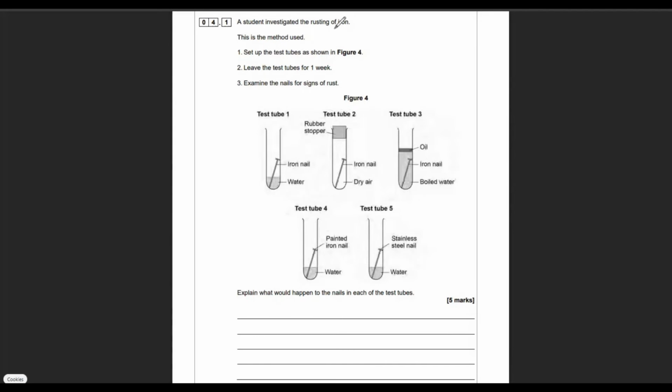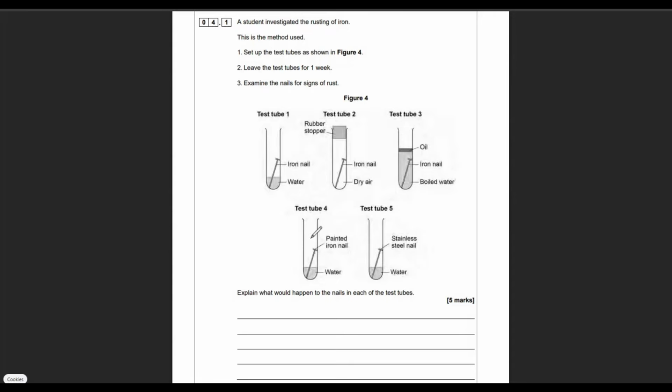Okay, a student investigated the rusting of iron. This is the method used. Set up the test tubes as shown in figure 4. Leave the test tubes for 1 week. Examine the nails for signs of rust. So we've got test tube 1. They've stuck an iron nail in a test tube of water. Test tube 2, we've got a rubber stopper with an iron nail in some dry air. And test tube 3, we've got oil on top of boiled water with an iron nail.